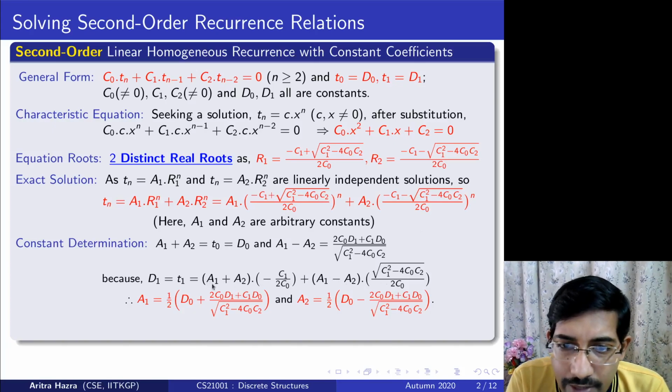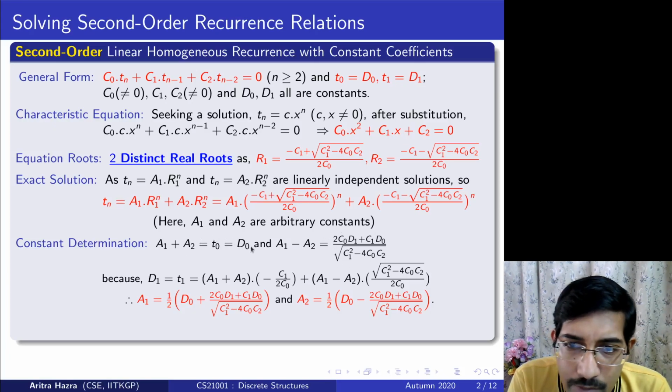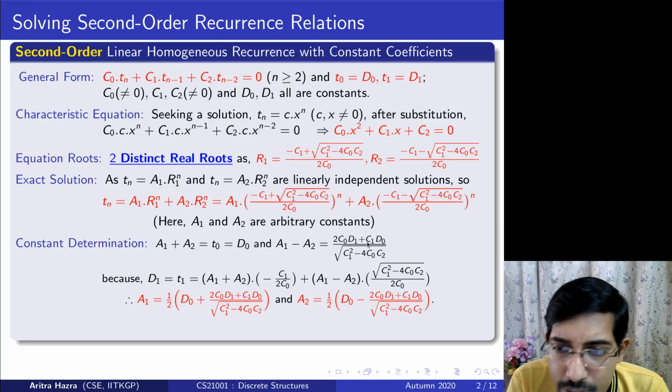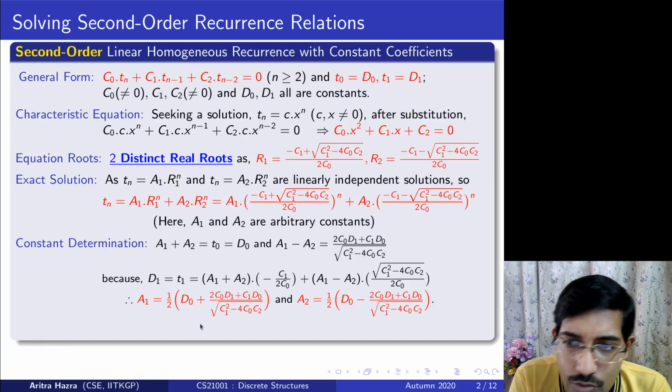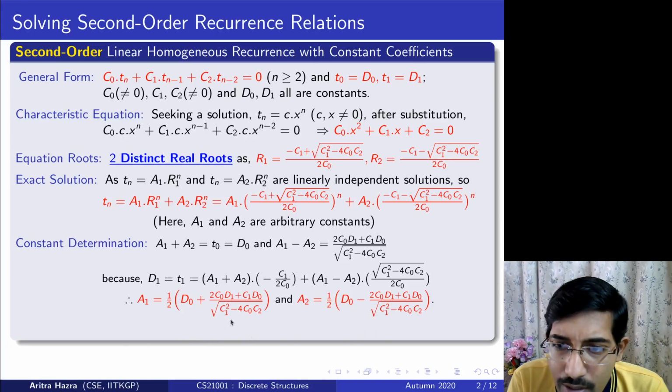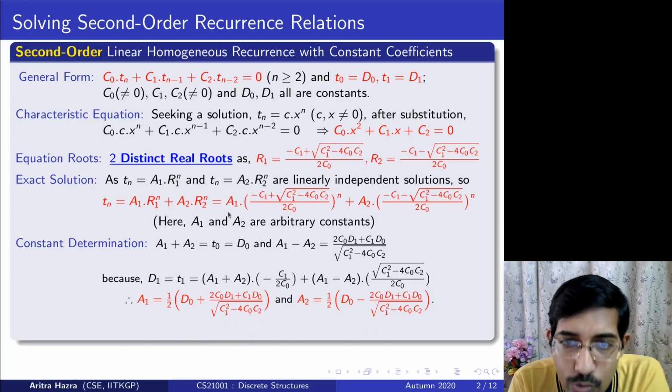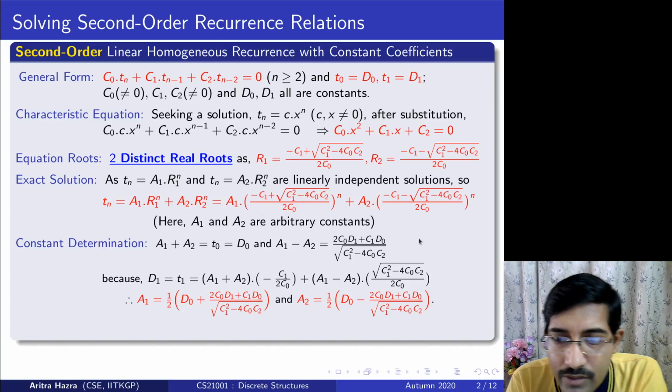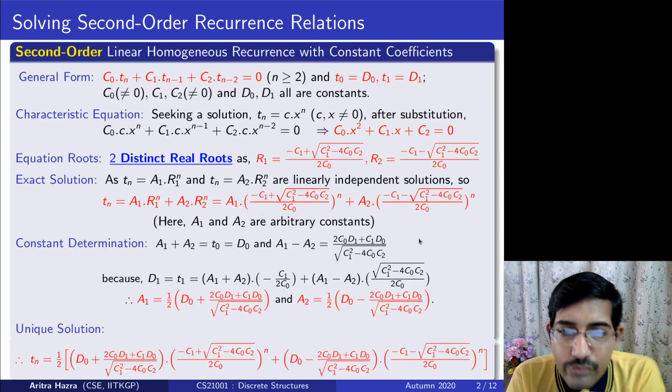And finally, when I see this, I know a1 plus a2 equal to d0, then a1 minus a2 will be just an algebraic simplification of this, and will come as this. Now a1 plus a2 equal to d0 and a1 minus a2 equal to this quantity, easily you can add them and divide by 2 to get a1, and subtract and divide by 2 to get a2. Once you get a1 and a2 and you know this equational form, then easily you can finally give your unique solution as this one.